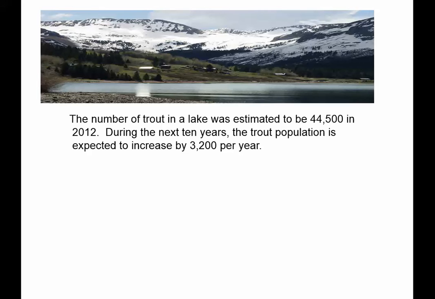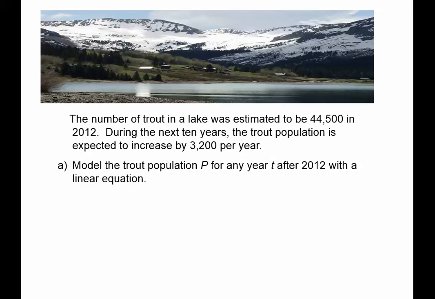It says the number of trout in a lake was estimated to be 44,500 in 2012. During the next 10 years, the trout population is expected to increase by 3,200 per year. Okay, so you're given some information there. But hopefully by reading this, you can start to conceive which one of these might be an initial amount and which one of these might be considered to be like a slope or a rate of change.